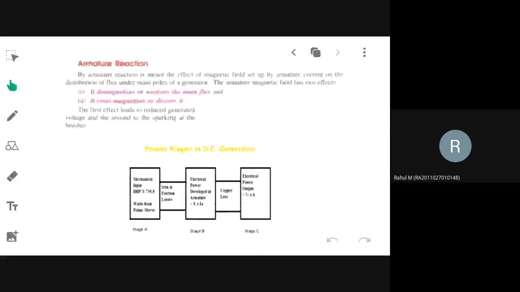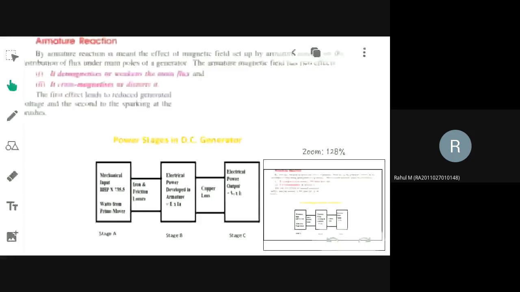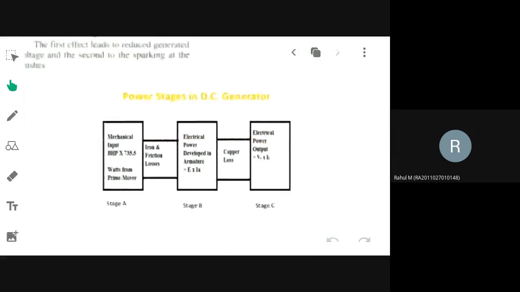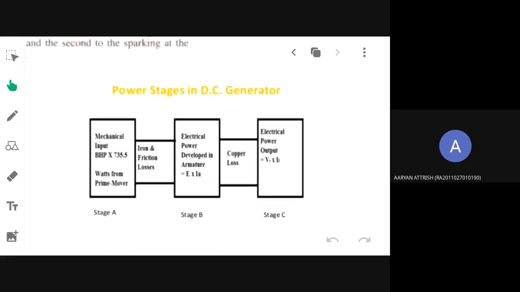And already we have discussed the power stages of a motor. Now we are going to discuss the same for a generator. For a generator, what type of energy conversion happens actually? You tell me. What energy conversion happens for a generator? Mechanical into electrical. So what input is given here for a generator? Mechanical input.